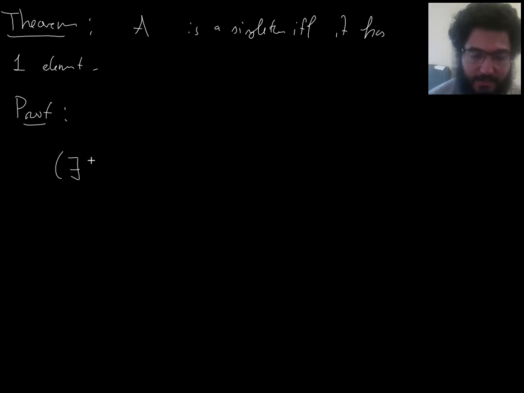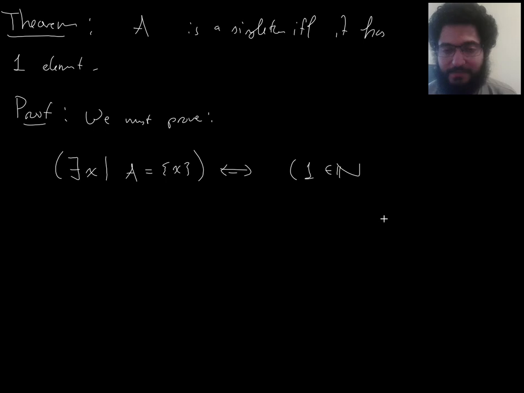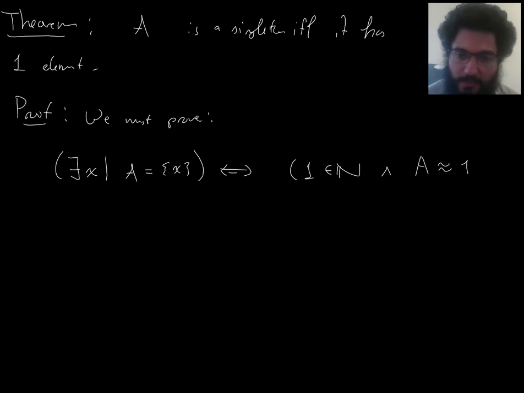So to say A is a singleton, we must prove the following. To say A is a singleton is to say there exists X such that A is the singleton of X. And to say A has 1 element is to say 1 is a natural number, which we know since it's the next of 0, which is a natural number. And, more interestingly, is to say that A has the same number of elements as 1.